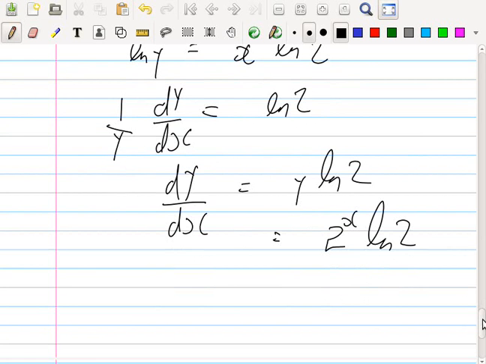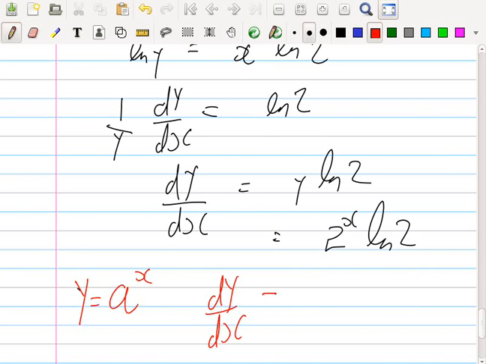So actually, you have a new rule. If y equals a^x, what do you think the derivative is? It's a^x log a. And what happens if a is actually equal to e? What's log e? 1. So you would get e^x, which we already know.